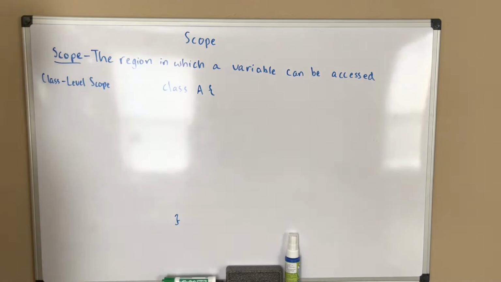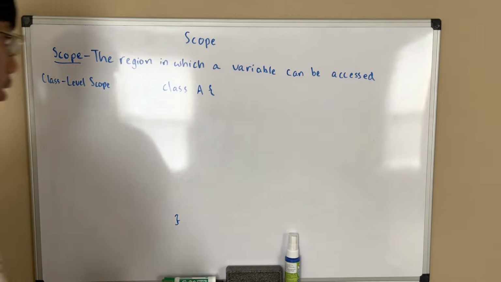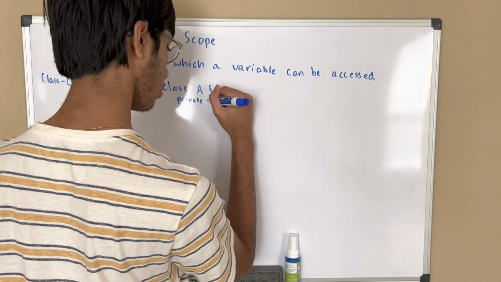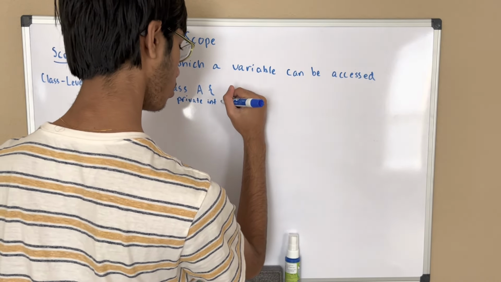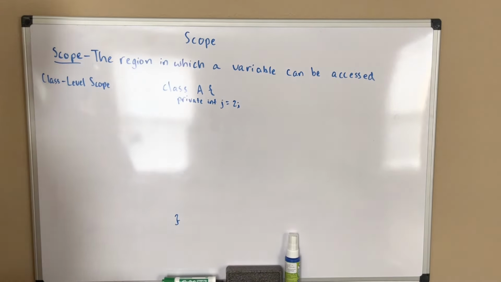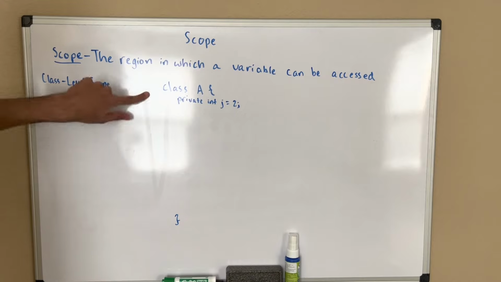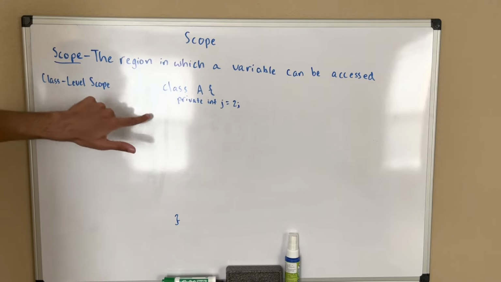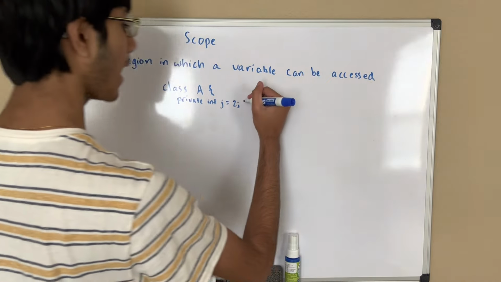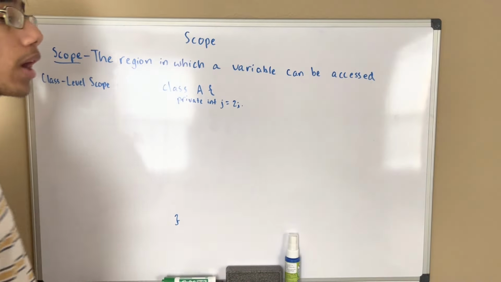Stretch that class all the way down. So let's say we have a private integer j equals 2. This means that I can access this anywhere inside this class. However, the key thing I forgot to say is that I can't use this j before I declare it.